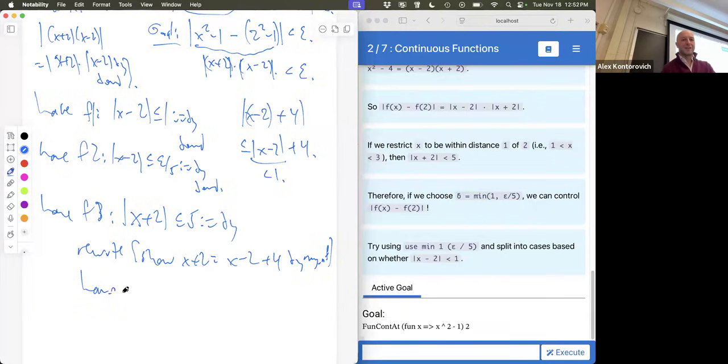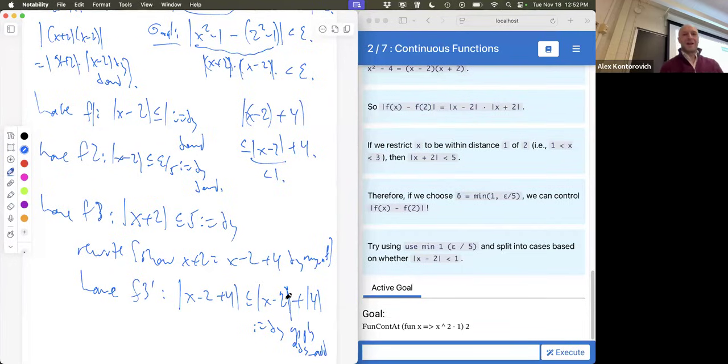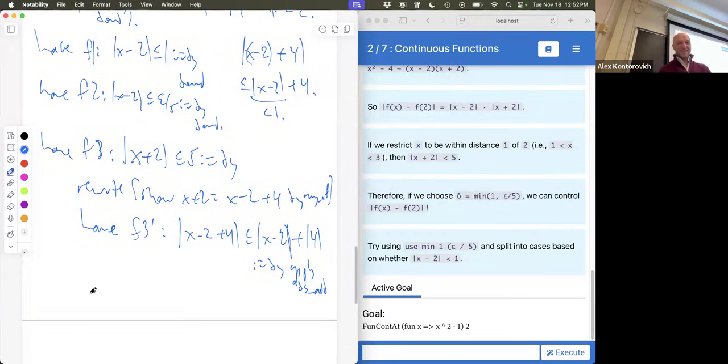Then we can have F3 prime or something, that absolute value of x minus 2 plus 4 is less than or equal to absolute value of x minus 2 plus absolute value of 4. This is by apply abs-add, the triangle inequality. Okay, and then I think just linarith. I hope linarith will do it. Maybe, does it know that the absolute value of, yeah, maybe linarith should do this. Linarith with just F3 prime. Okay, we'll see if that works or not.